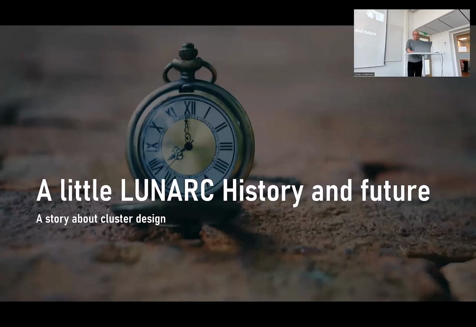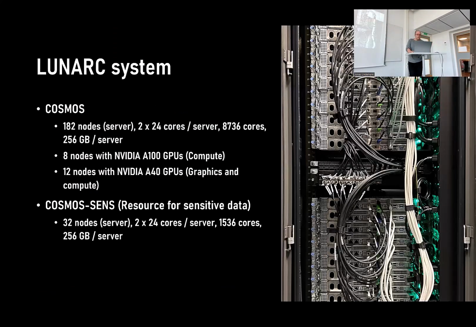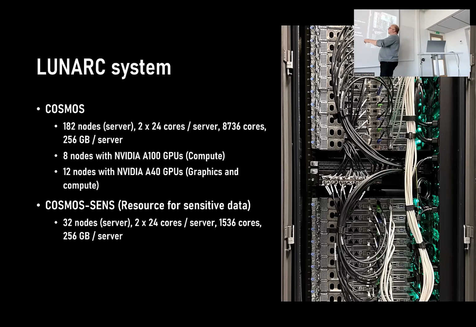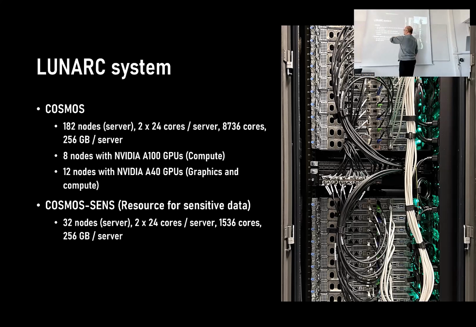And I just want to show you some of the clusters that we have built. So this is the latest one. We have 182 servers with 8,736 cores. Every server has 256 gigabytes memory. We have 8 nodes with A100 NVIDIA GPUs, 12 nodes with A40 GPUs, and those can do graphics as well.